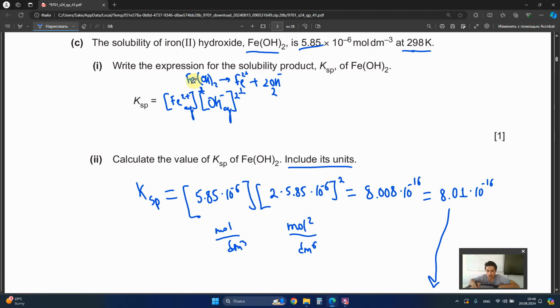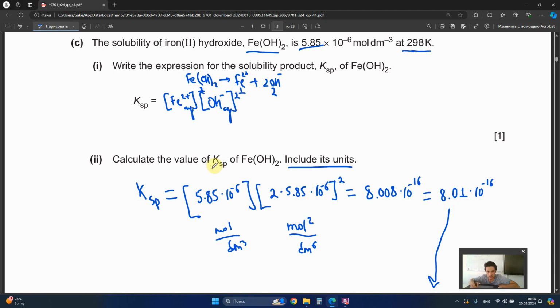First, I suggest you come up again with the reaction equation of this process. So iron hydroxide dissolves to iron ions and to hydroxide ions. And solubility product is just this expression. So you need to take concentrations of ions made in the power of their coefficients. So it's iron ions concentration multiplied by hydroxide ion concentration squared. So the square comes from the coefficient. So it's the power now.